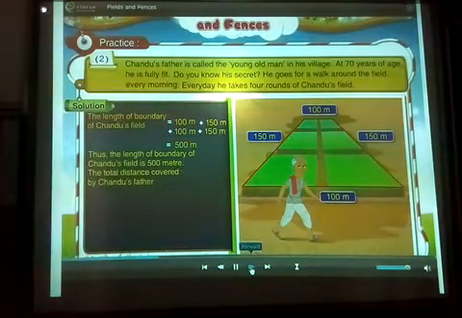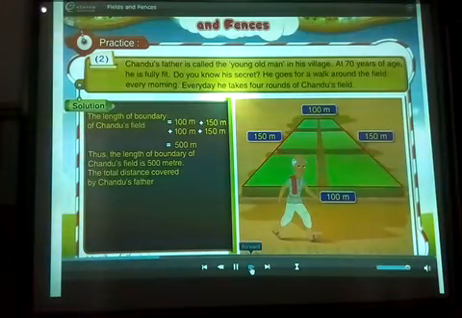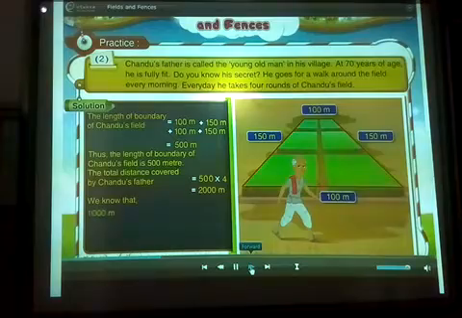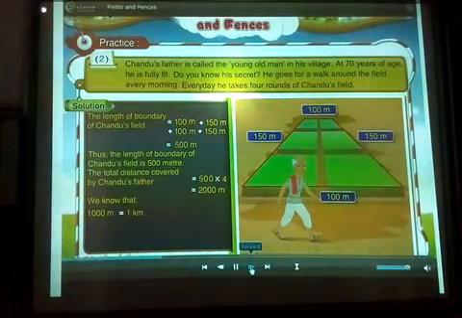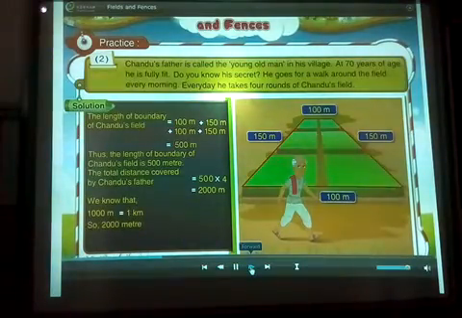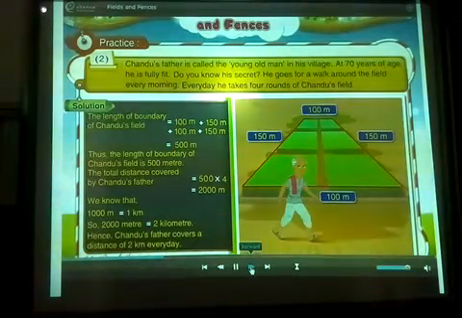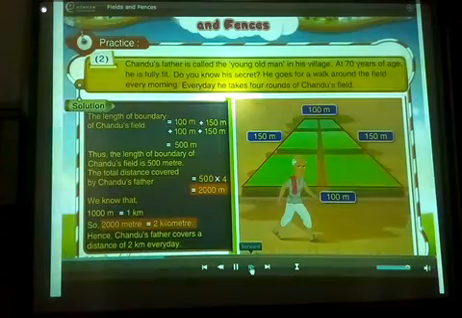Now, to find the total distance covered by Chandu's father, we will have to multiply 500 by 4. We get 2000 meter. We know that 1000 meter is equal to 1 kilometer. So, 2000 meter is equal to 2 kilometer. Hence, Chandu's father covers a distance of 2 kilometer every day.